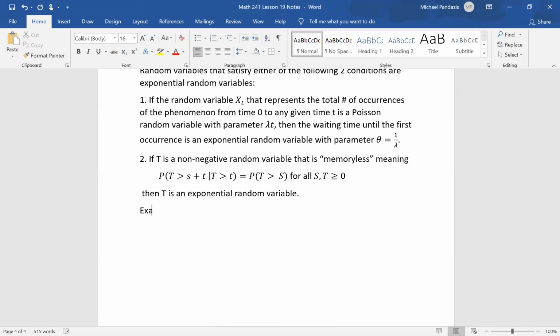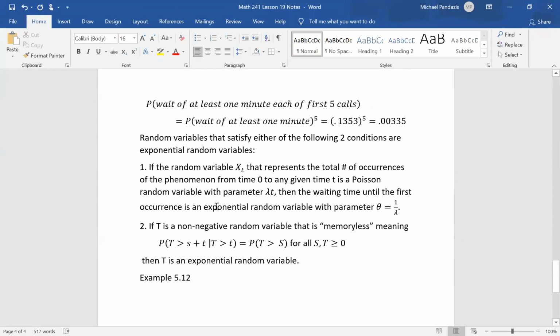Let's do an example. This is example 5.12. So I'll stop for a minute if you want to write this down.